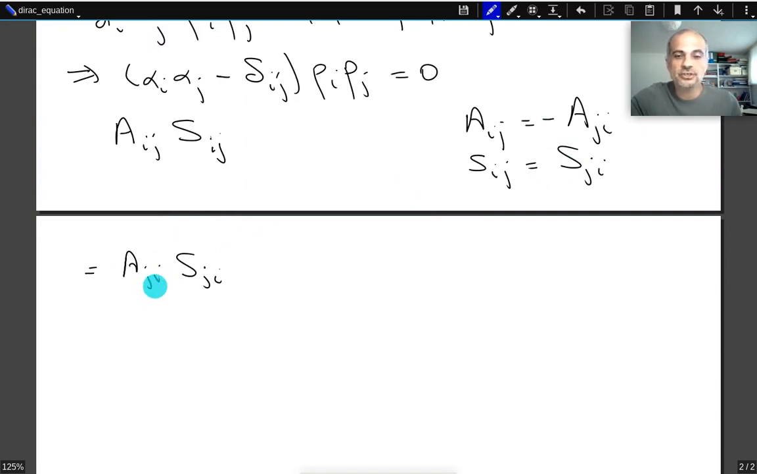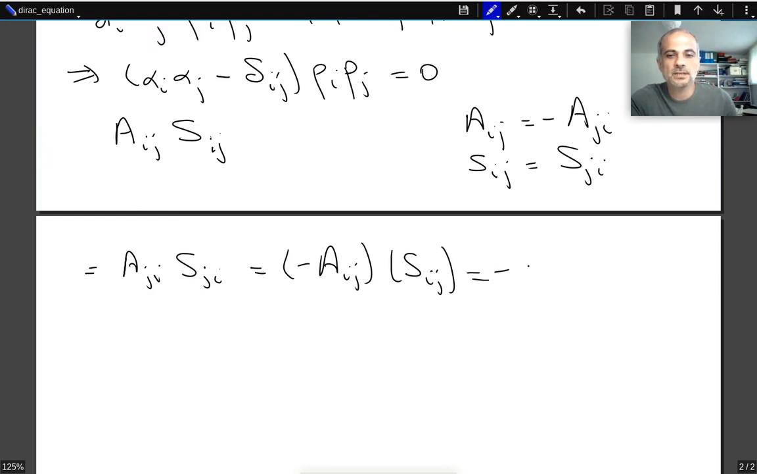Now I am exchanging the indices of the anti-symmetric matrix. So it becomes minus Aij. And if I exchange the indices of the symmetric matrix, this is Sij. So this is minus Aij, Sij. So you see that Aij, Sij, this product when summed over the dummy indices, becomes minus itself. But that basically tells me that Aij, Sij is actually 0.